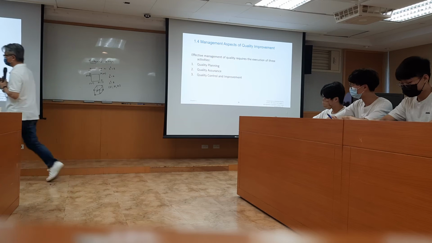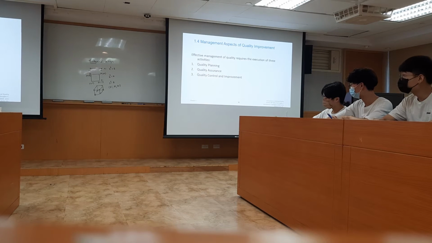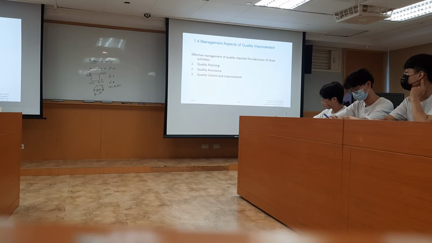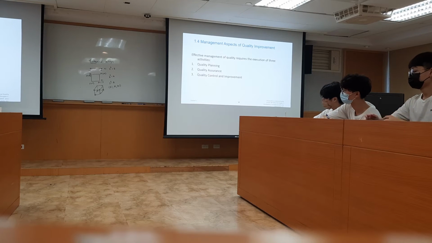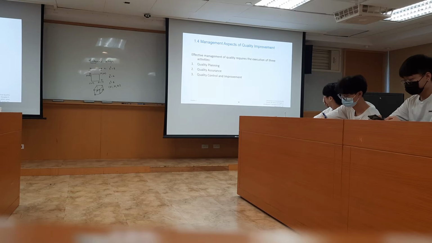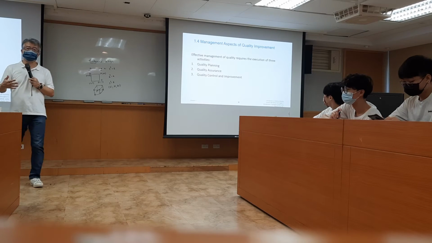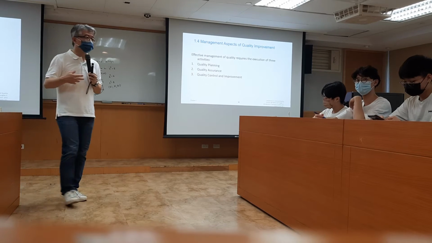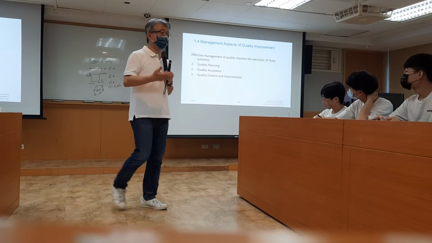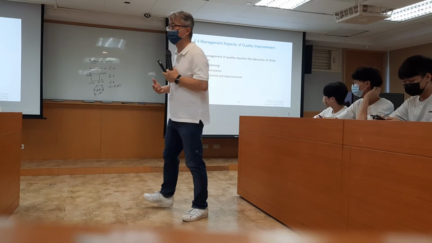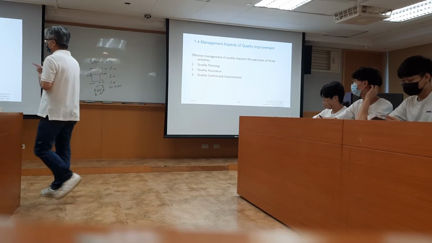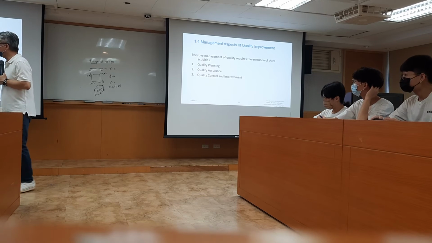In between is before the product is put into production. QA is a mechanism or act during production. Then quality control and improvement: you get something done, however you don't feel good about it, you want to do it better, so you try to improve that.